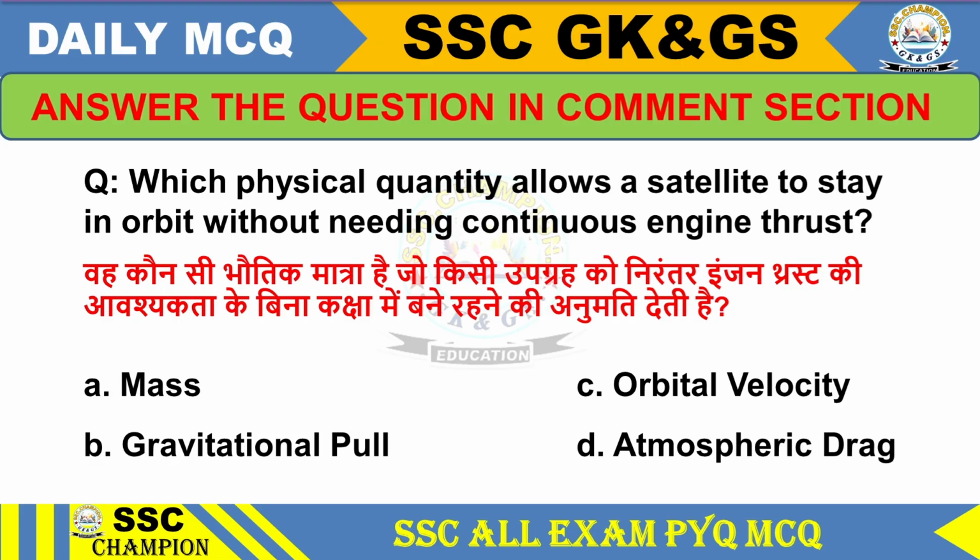Answer the questions in the comment section. Which physical quantity allows a satellite to stay in orbit without needing continuous engine thrust? Option A: mass, option B: gravitational pull, option C: orbital velocity, option D: atmospheric drag.